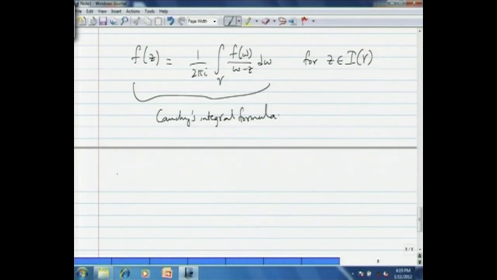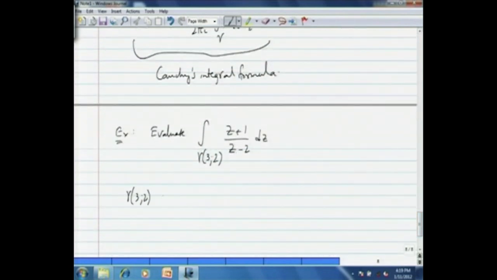So, here is an example. Evaluate the integral over gamma 3 2 of 2z plus 1 by z minus 2 dz. By gamma 3 2, once again I mean a circle of radius 3 centered at, I apologize, that should be gamma 2 3. So, gamma 2 3 is a circle of radius 3 centered at the complex number 2, oriented in the counterclockwise, positive direction.